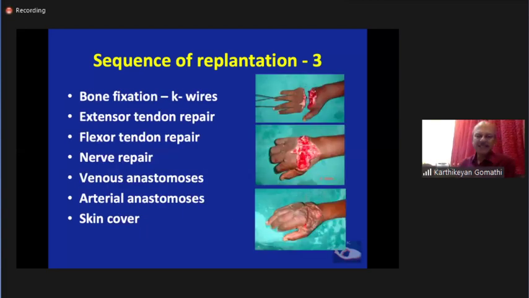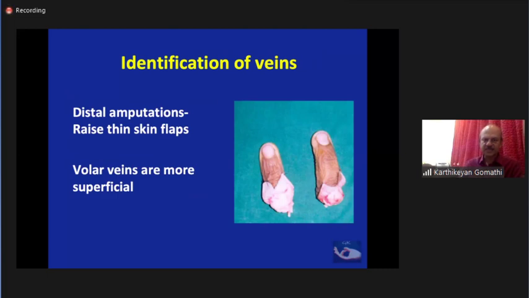Now, once the patient comes in, we need to do the fixation. Now, this is the sequence. First, the bone fixation with K-wire or whatever. We'll see what are the different types of bone fixation. Then we have to do the extensor tendon repair. Then the flexor tendon repair. Then the nerve repair. Then venous anastomosis, arterial anastomosis, and skin cover. This is the sequence, and we will see the sequence as we go along.